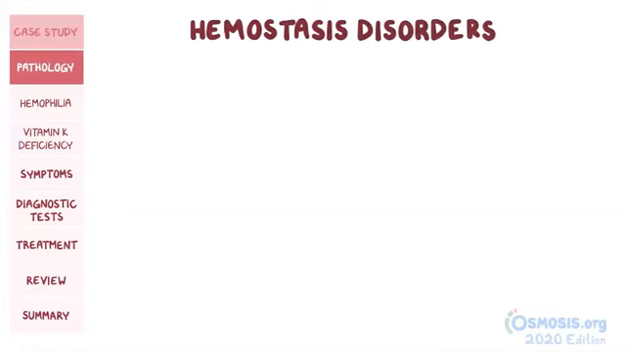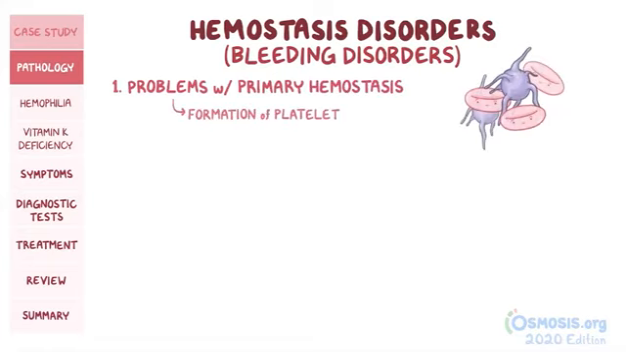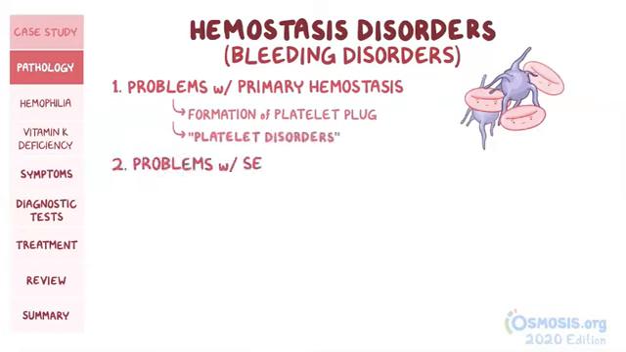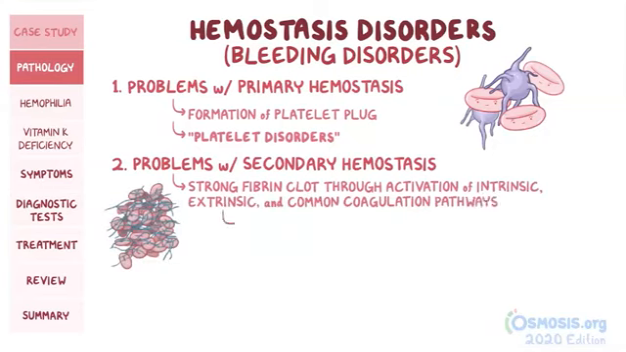Hemostasis disorders, also known as bleeding disorders, can be broadly divided into 3 groups. The first includes problems with primary hemostasis, which is formation of the platelet plug, so they are also called platelet disorders. The second group includes problems with secondary hemostasis, which is making a strong fibrin clot through activation of the intrinsic, extrinsic, and common coagulation pathways, and so they're known as coagulation disorders.